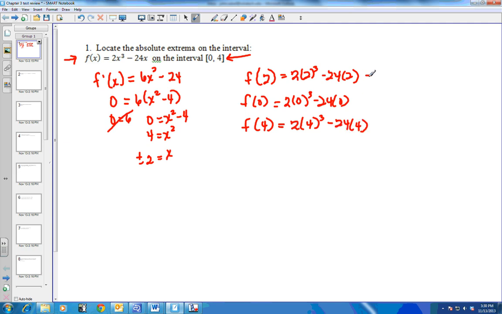Okay, so this one I'm going to get 0. F of 2, when I work this out, I'm going to get negative 32. And when I work this out, I get a positive 32. So I have a max. I'll just label it like this. I'm sorry, it's a min. And a max. So I have a max when x equals 4, a min when x equals 2.